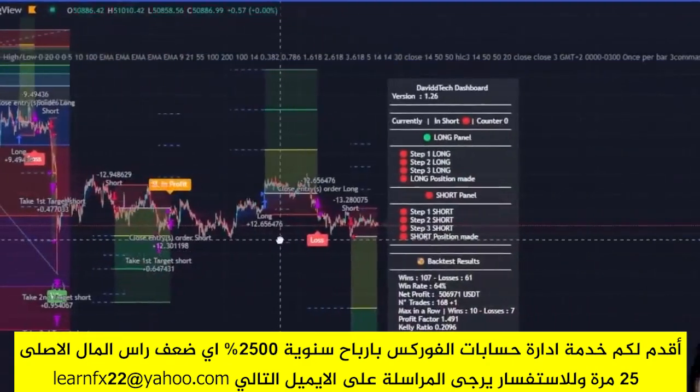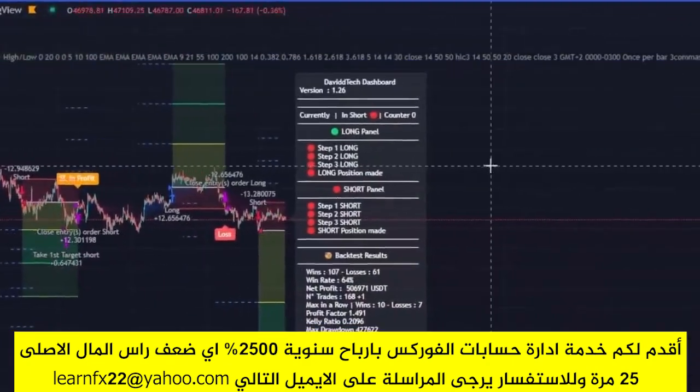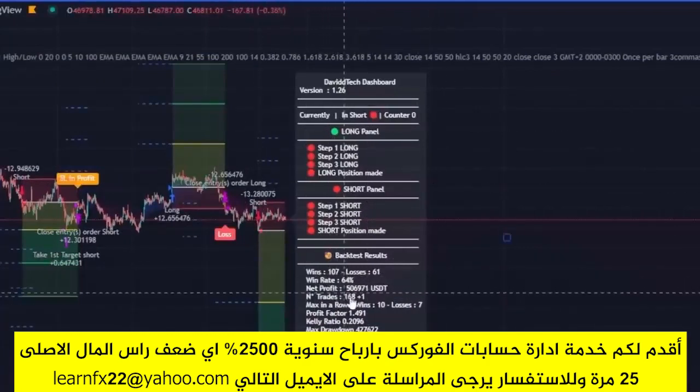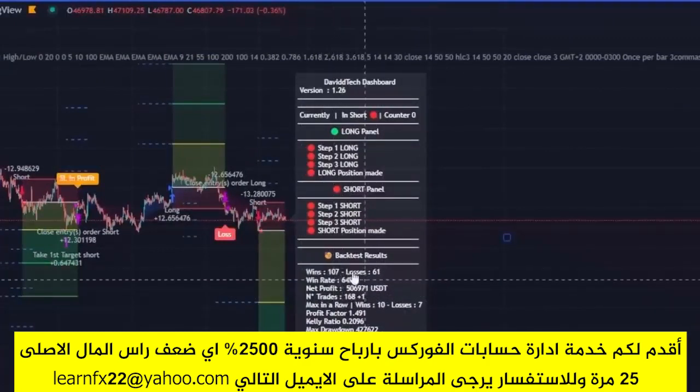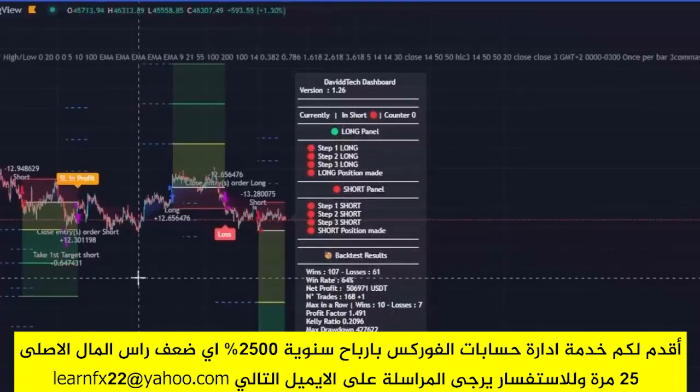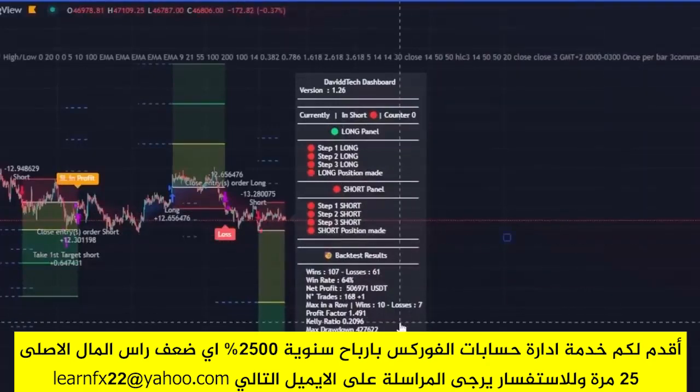Right, let's have a look at the dashboard and some of those stats. As I said, we have back tests of 168 trades. Wins are 107, losses are 61. Win rate is 64% on these current settings. I haven't optimized it much using the optimizer tool. I've left it for about 10-15 minutes just to get some results so that I could show you.